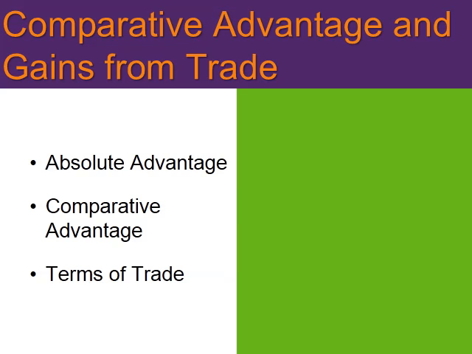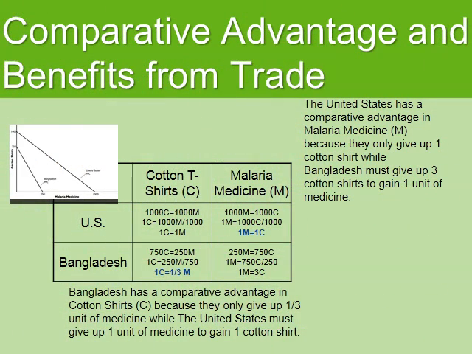Terms of trade should be developed around who has comparative advantage in each good or service and what would be fair terms of trade based on their opportunity cost of production. So who has the comparative advantage in t-shirts and malaria medication?